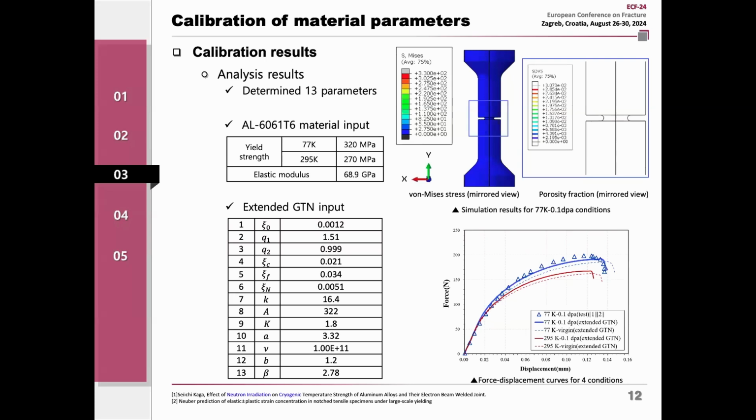Calibration result. Through the 100 analyses, I determined certain parameters, as mentioned previously. As you see, using fundamental material inputs, strength and elastic modulus, and calculating extended GTN model inputs, I performed the tensile stress simulation using the notched bar. This is for my set distribution, and this is the porosity correction according to the stress concentration, and the porosity correction reached the parallel porosity. The parallel was simulated.